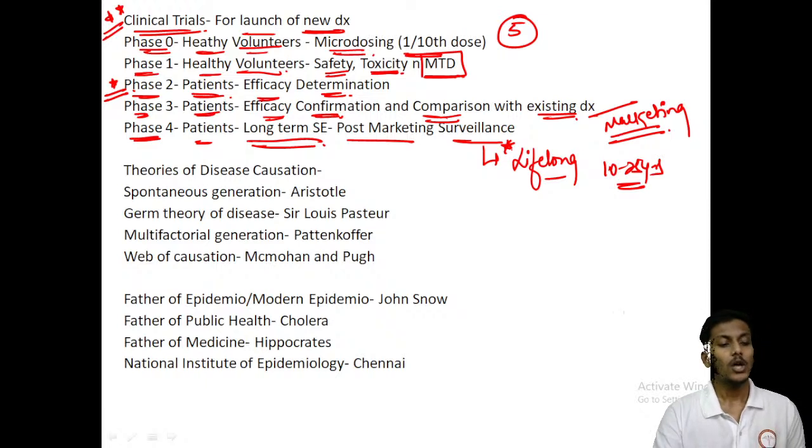Yaad rakhna, important. Can anybody tell me maximum failure chances are seen in which phase of the clinical trials? As we all know, preclinical trials are used.